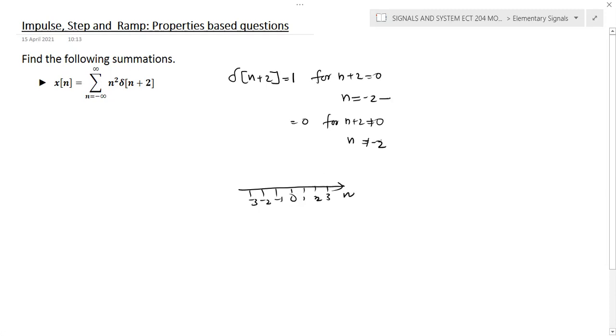And the signal is having non-zero magnitude only at n is equal to minus 2. At n is equal to minus 2, the function magnitude is 1, and for all other values, it is 0. Okay. So we don't want to evaluate the summation from n is equal to minus infinity to infinity. We will evaluate only at n is equal to minus 2. When n is equal to minus 2, it's minus 2 the whole square, which is equal to 4.